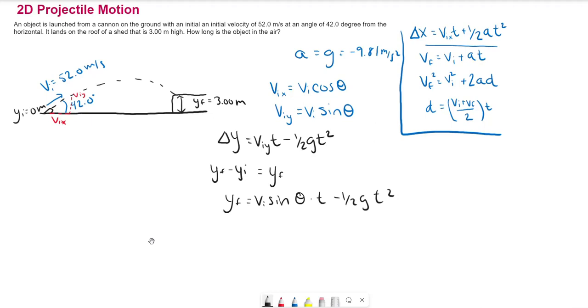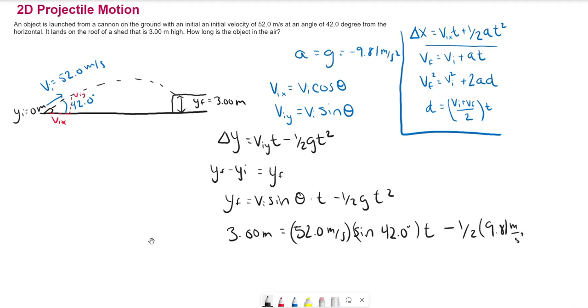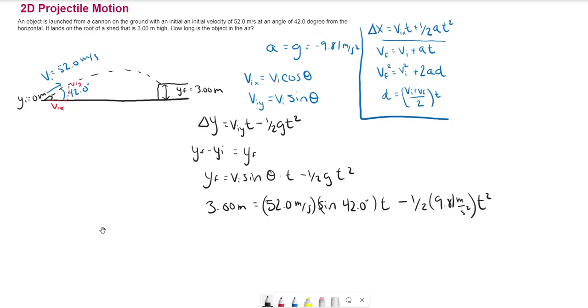So y final is 3.00 meters, and then we have v initial, which is 52.0 meters per second times the sine of 42 degrees times t, so we don't know t, we're leaving that. And then we have minus 1/2 times 9.81 meters per second squared times t squared. Now, simplifying this, I'm also going to just subtract 3 meters to the other side so that we have 0 over here.